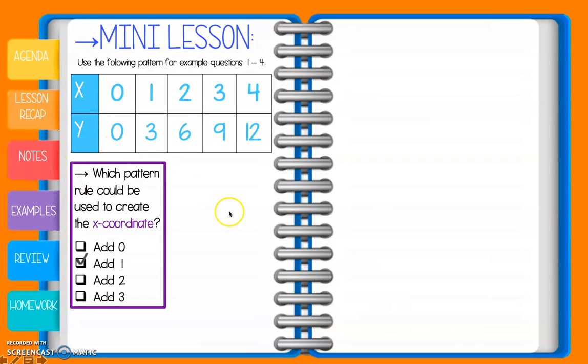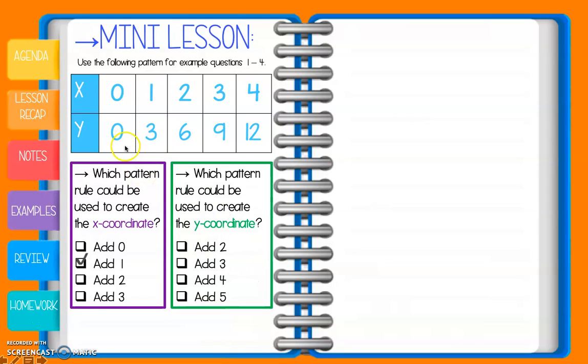On our y column, we have 0, 3, 6, 9, and 12. It says which pattern rule could be used to create the y coordinate. So if I have 0, could I add 2, 3, 4, or 5 to get to my next number? I could add 3. And would it keep working for the y values? 3 plus 3 would give me 6, 6 plus 3 would give me 9, 9 plus 3 would give me 12. So for our y coordinates, our rule is going to be to add 3.